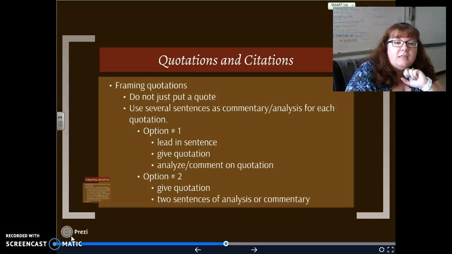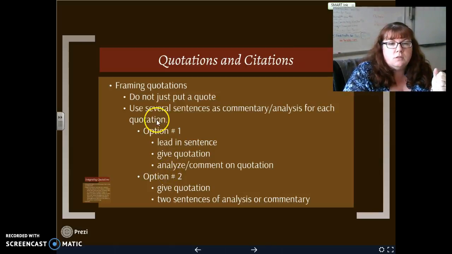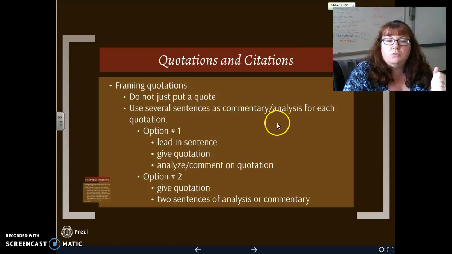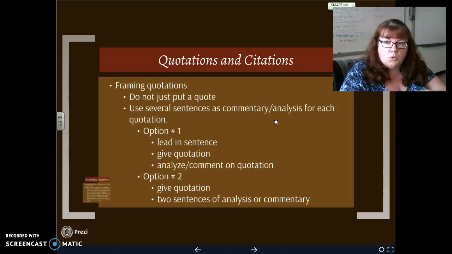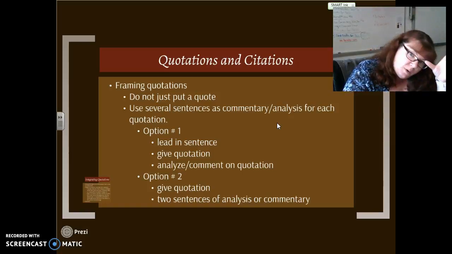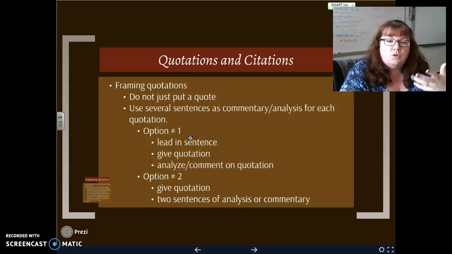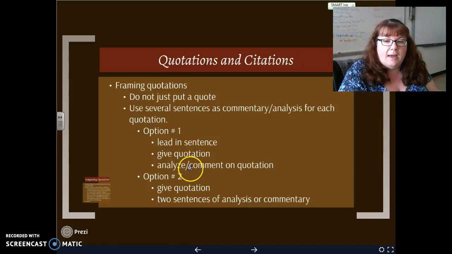So there are several things that you can do. Actually, you have two really good options. The idea is that it includes several sentences as commentary and analysis. Don't just do quote, analysis, quote, analysis, quote, analysis. Your analysis should be more than one sentence, and it should provide enough information to be able to analyze and understand it. So option one, you have a lead-in sentence, as in you're introducing the quote, you're introducing the idea, then you're giving the quotation, and then after that, you're analyzing or commenting on it. So this is usually about 3 sentences. Usually it's 1 sentence per each.